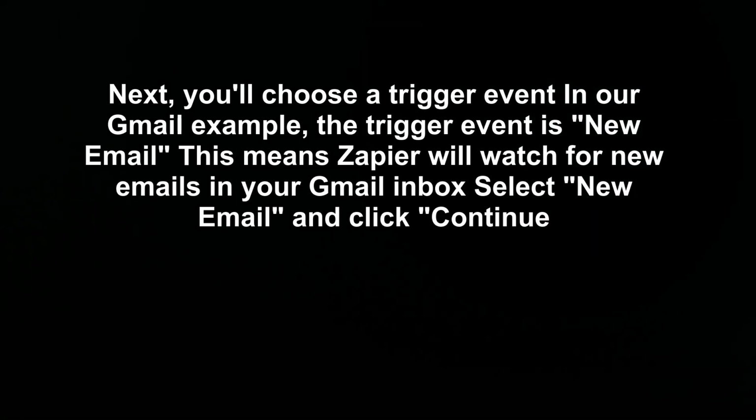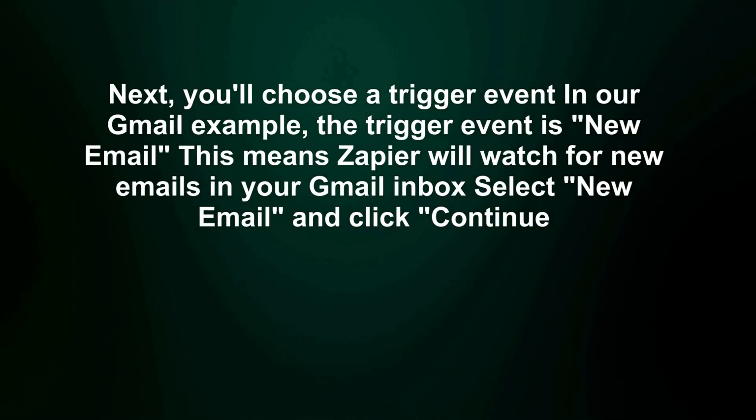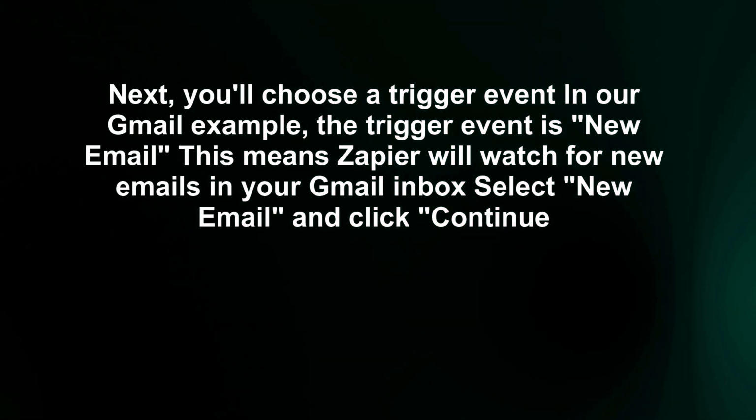Next, you'll choose a trigger event. In our Gmail example, the trigger event is new email. This means Zapier will watch for new emails in your Gmail inbox. Select new email and click continue.